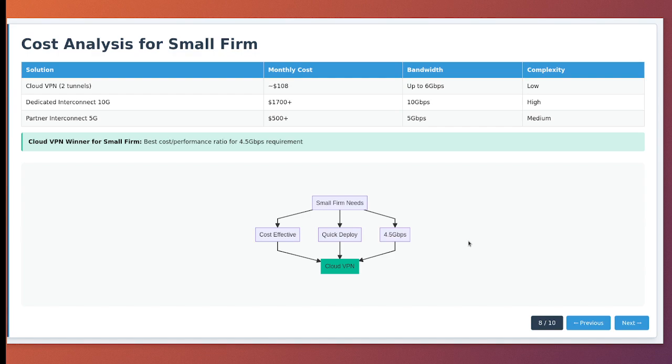Option 1, using global mode with 2 tunnels, costs approximately $108 per month. This breaks down into 1 VPN gateway for $36 per month, plus 2 tunnels for $72 per month. This is very cost-effective for 4.5 gigabits per second of encrypted connectivity.